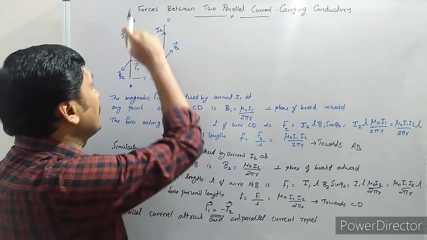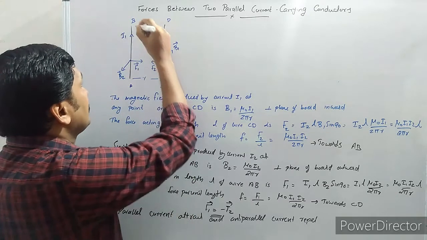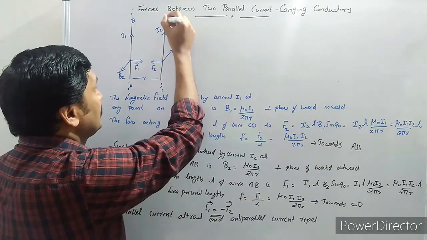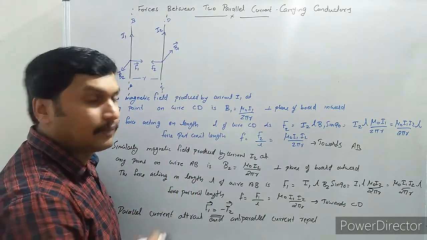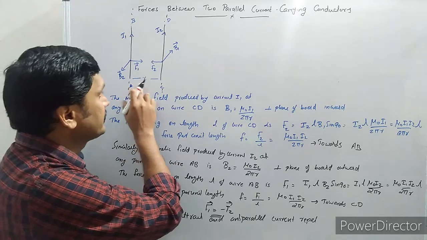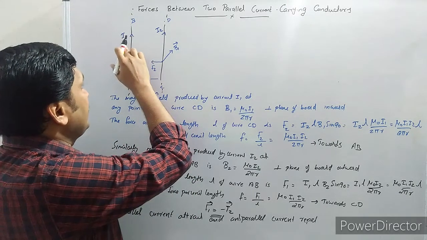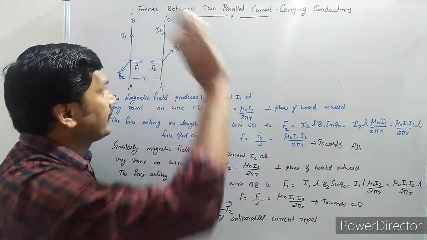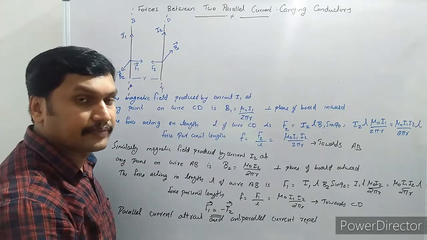Here we have two current carrying conductors of infinite length. The length is not finite, it is infinite. We have two conductors, AB and CD, placed very close to each other. The distance between these two conductors is r. AB carries a current I1 and CD carries a current I2. Both currents are in the same direction.